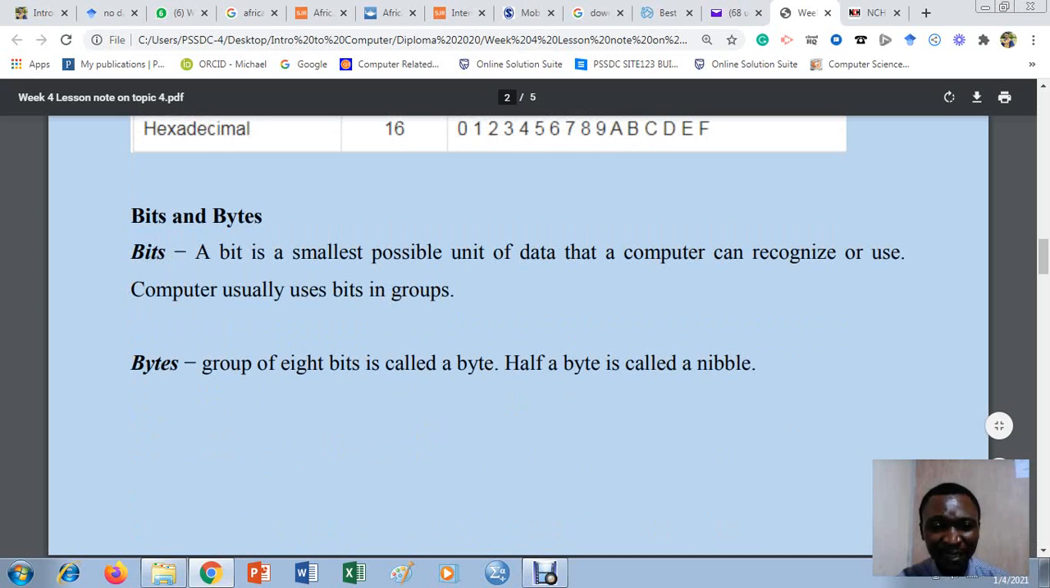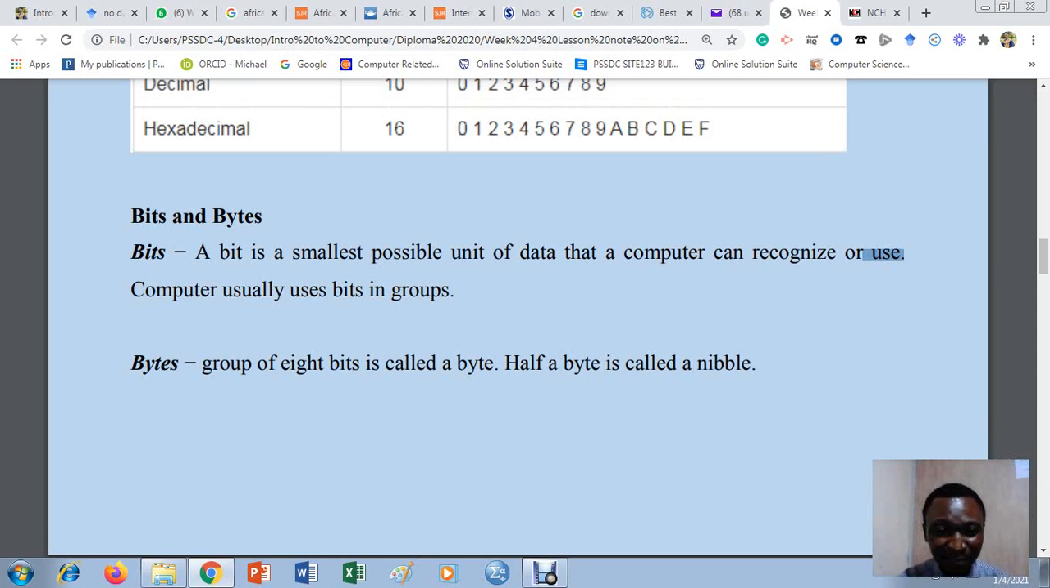A bit is the smallest possible unit of data that a computer can recognize or use. Computers usually use bits in groups. We are going there and we'll see how the computer is actually making use of it.